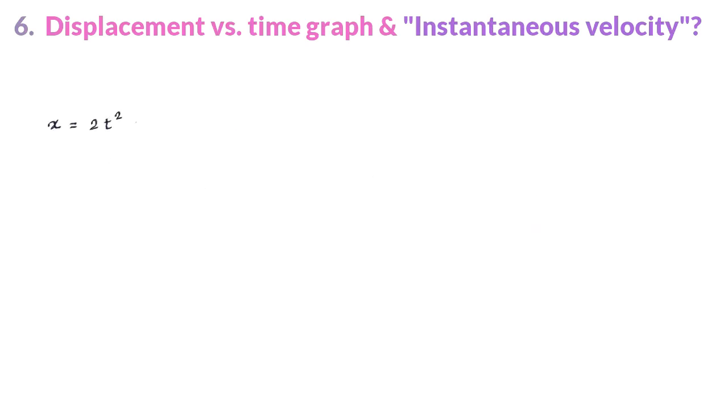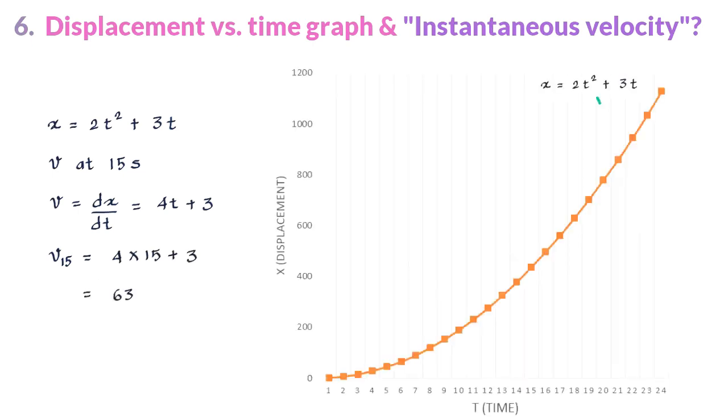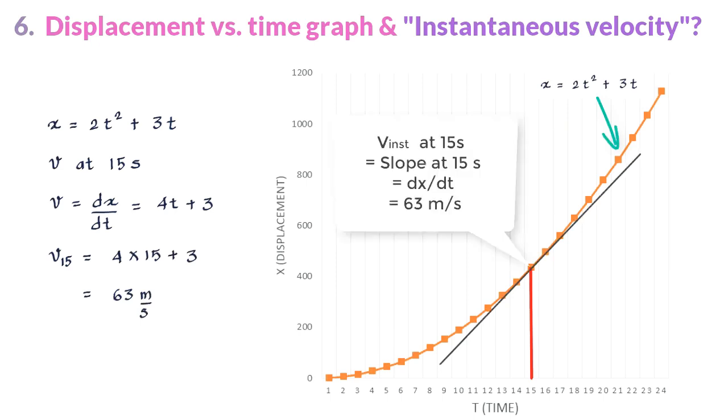and you are asked to find the velocity at time t equal to 15 seconds, you will first find the dx upon dt, which is a velocity, and equals 4t plus 3 here. Then you will put t is equal to 15 seconds and find v is equal to 63 meters per second. Well, this is also the slope of the curve at this point, or t equal to 15 seconds. If you consider the magnitude of the velocity at any instant, then that is the speed at that point.